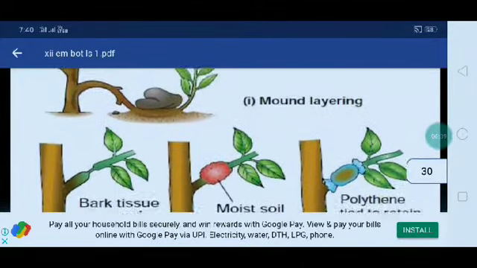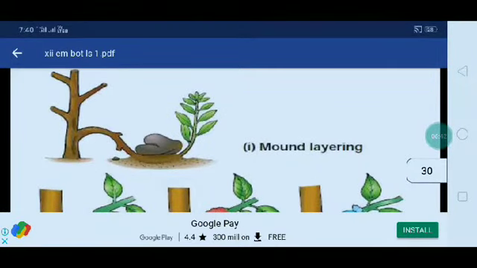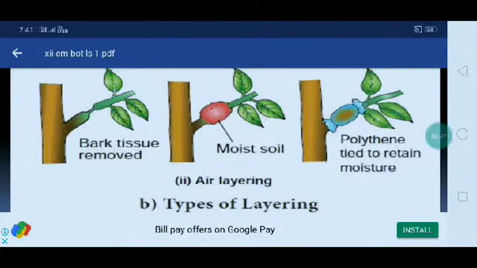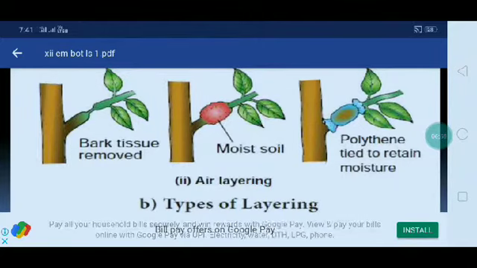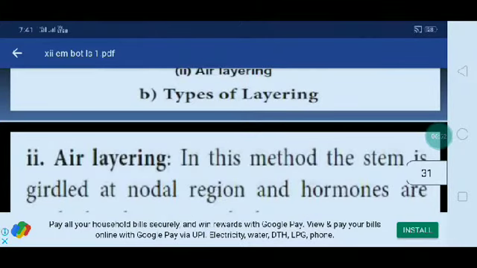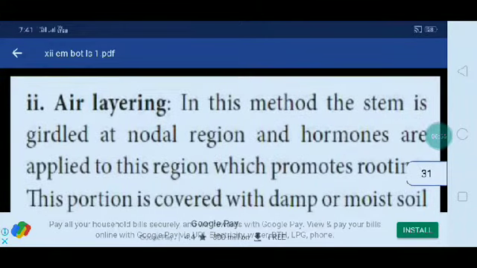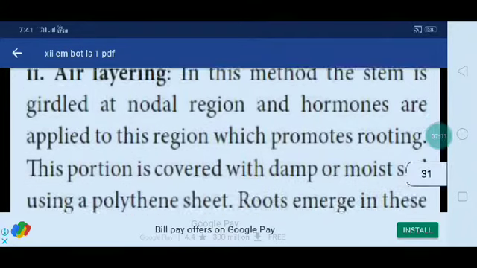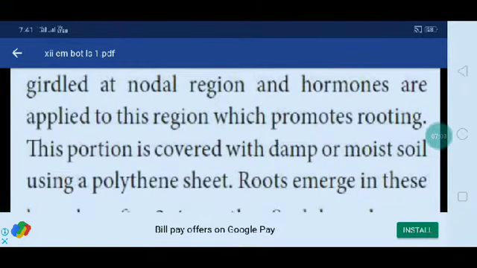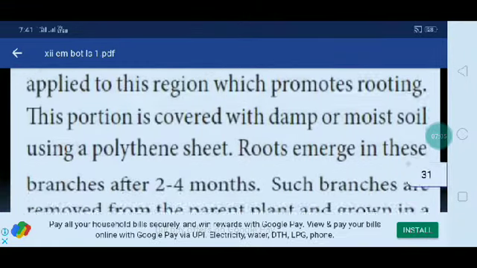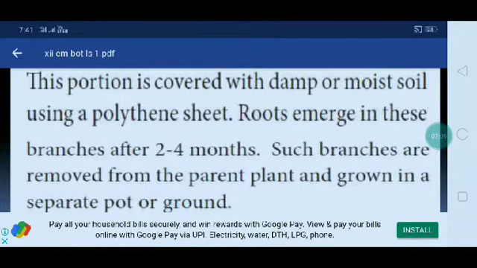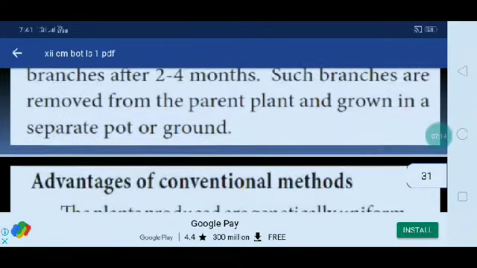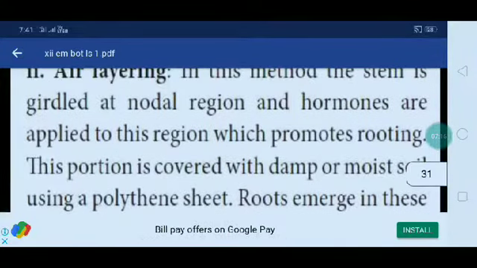Another one is air layering. Here you can see the diagram. The bark tissue is removed, and there is air layering with moist soil and polythene tied to retain the moisture. In this method, the stem is girdled at the nodal region and hormones are applied to this region, which promotes rooting. This portion is covered with damp or moist soil using a polythene sheet. Roots emerge in these branches after 2 to 4 months. Such branches are removed from the parent plant and grown in a separate pot or ground. That is called air layering.